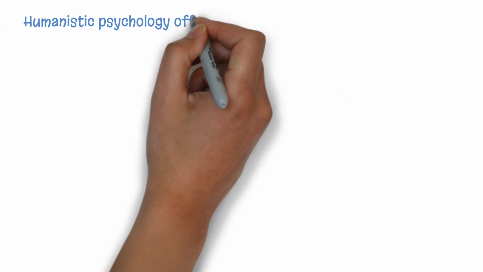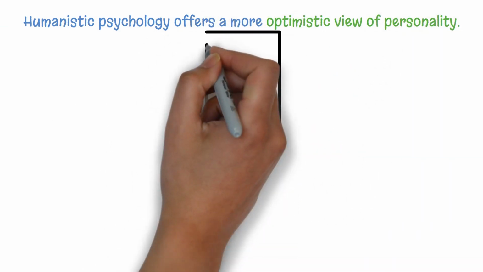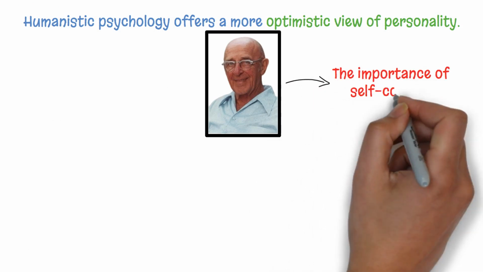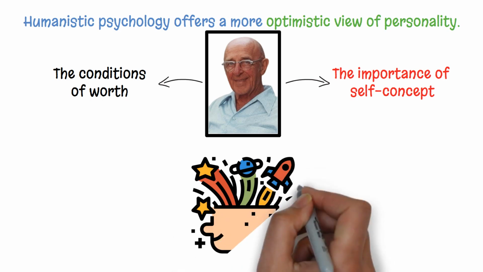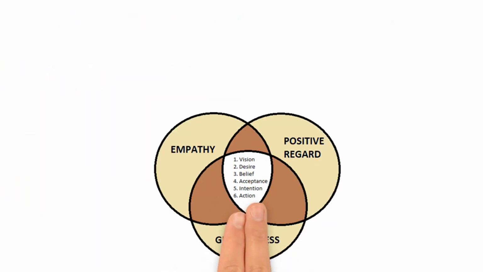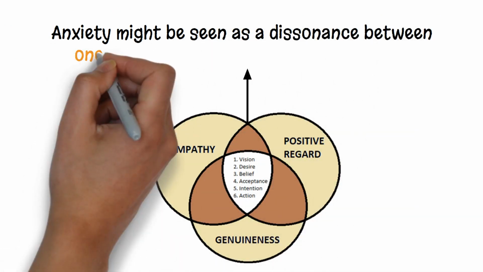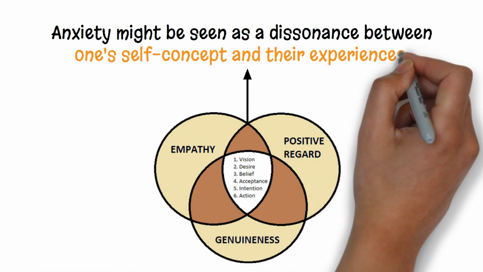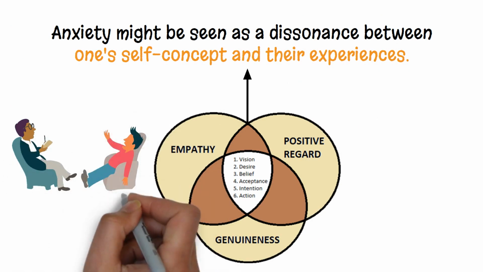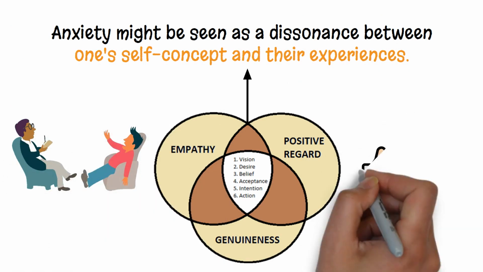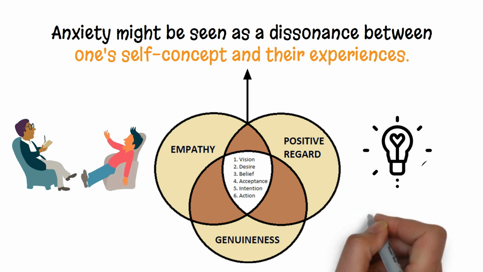Humanistic psychology offers a more optimistic view of personality. Pioneers like Carl Rogers emphasize the importance of self-concept and the conditions of worth that we adopt based on societal and familial expectations. In humanistic therapy, anxiety might be seen as a dissonance between one's self-concept and their experiences. The therapist works towards providing an environment of unconditional positive regard, where individuals can explore their feelings without fear of judgment, thus aligning their self-concept with their true self.